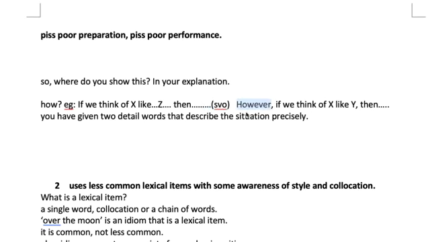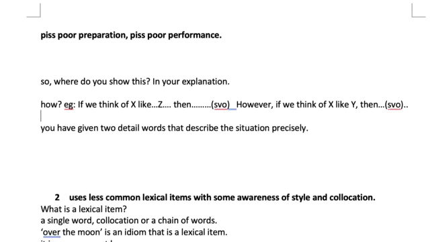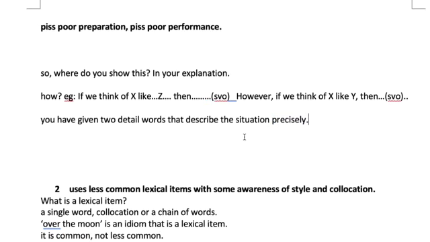And then the next sentence we can say however, so we change over. If we think of X like Y, then we have another SVO or another idea or way of things. So what you're doing here is giving this Z word and this Y word are describing whatever X is, and you're using the words precisely. You're explaining what Z is precisely. Okay, so you're showing that you're not using synonyms. You are using two different words that give different parts of X. So you have a different way of thinking about X.